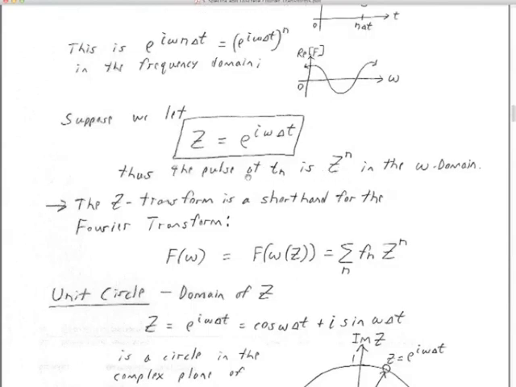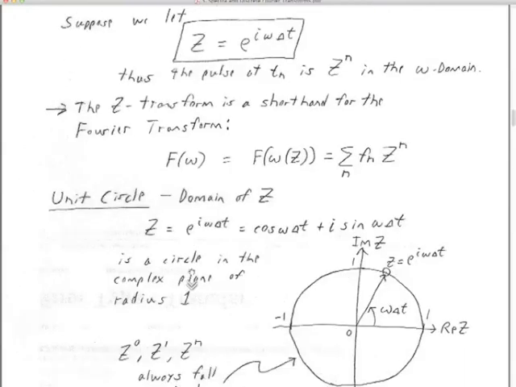The pulse at t sub n is z to the power of n in the omega domain, in the frequency domain. So what we have now is the z polynomial. The z transform, with this definition for z, is a shorthand for the Fourier transform. Okay. So we can get f of omega, and really this definition of the Fourier transform is omega written in terms of z, okay? And we can get the Fourier transform of f in time just by turning it into a z transform, right?